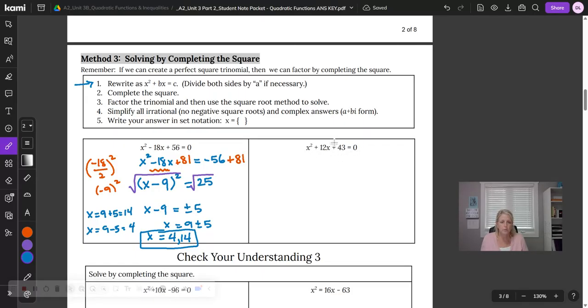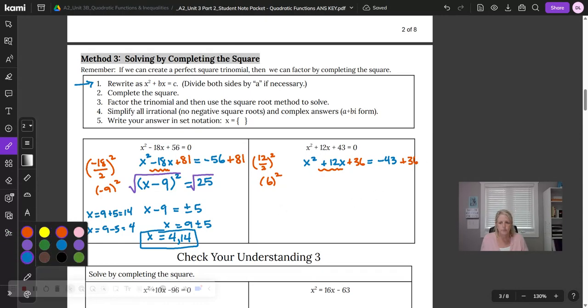We have x squared and 12x. If we're solving by completing the square, we need to subtract that 43 from both sides. So x squared plus 12x, leave a blank space, equals, and then 0 minus 43 is negative 43. I'm going to complete the square by looking at my b term. So 12 divided by 2 and squared. So 12 divided by 2 is 6. 6 squared is 36. And we need to remember to add that to both sides of our equation.